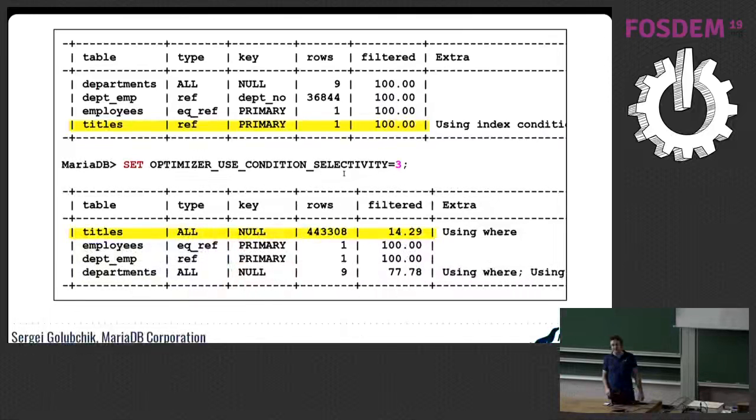the cardinality for non-indexed columns and the minimal and maximal value for non-indexed columns. And the optimizer can figure out that not all employees are in fact managers, and only about 14% of the titles will match the where clause. And in this case, the optimizer decides to join tables in a different order and start from a full table scan of the titles table, and this gives a 16 times improvement.